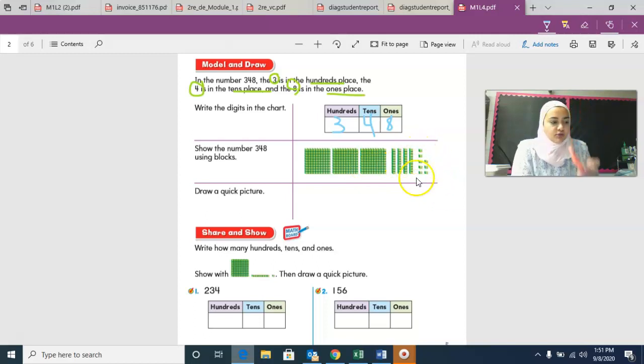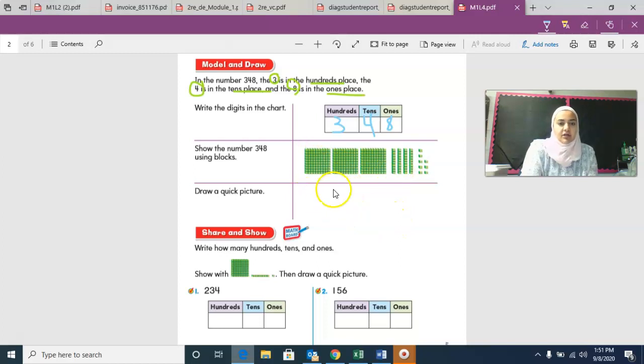8 ones. So they drew 8 ones, which is the same as these little teeny tiny cubes. These are ones. So it has 8 ones, so they drew 8 ones, okay? All right. Draw a quick picture. So they kind of drew the picture. They just want us to draw it again.